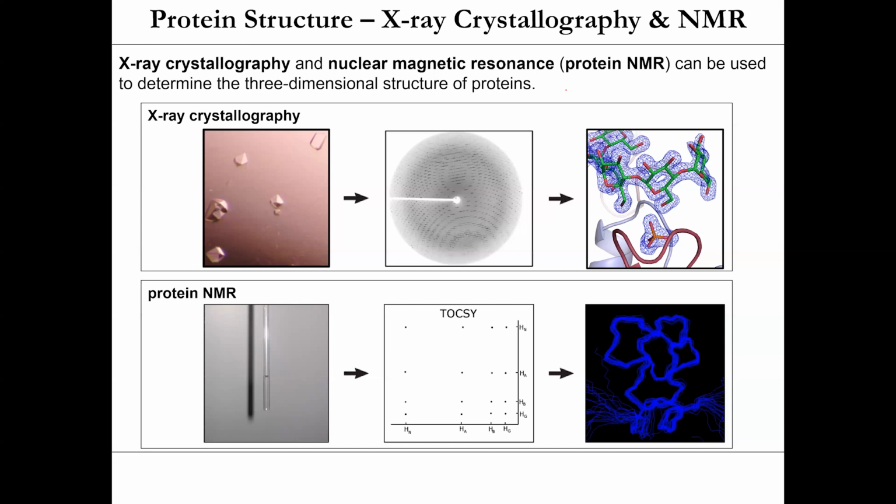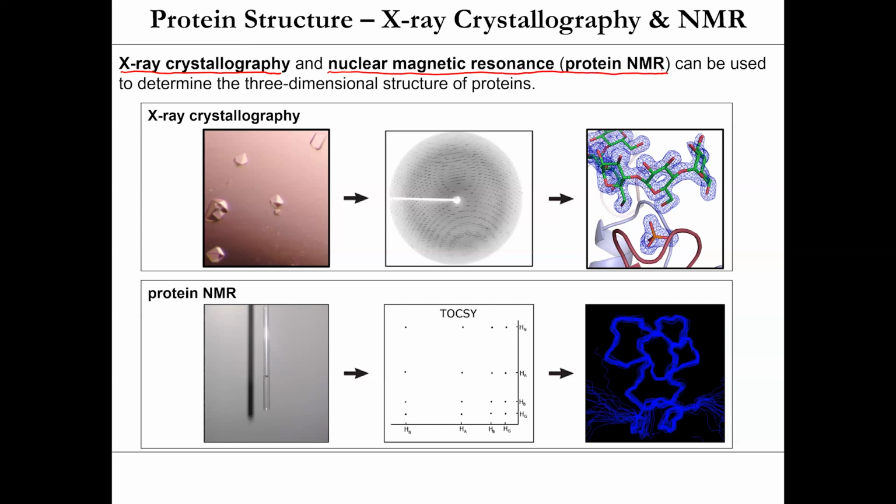I'm not going to go through big detail on this, but if you want to determine the three-dimensional structure of a protein, there are basically two methods available to you. One is X-ray crystallography, and the other is nuclear magnetic resonance, or protein NMR.